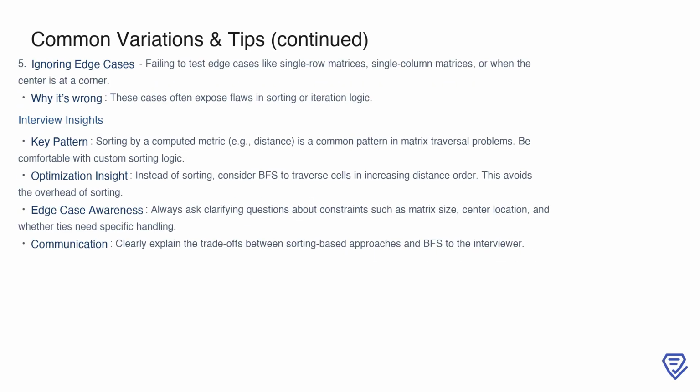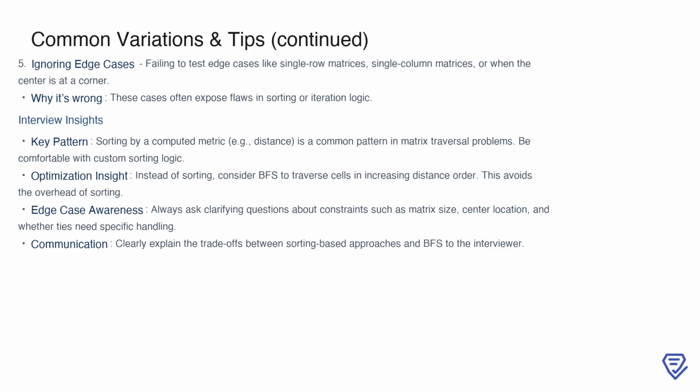Another common oversight is failing to account for edge cases. For example, single row or single column matrices, or when the center is positioned at a corner, can reveal flaws in sorting or traversal logic. These edge cases must be tested thoroughly to ensure robustness.